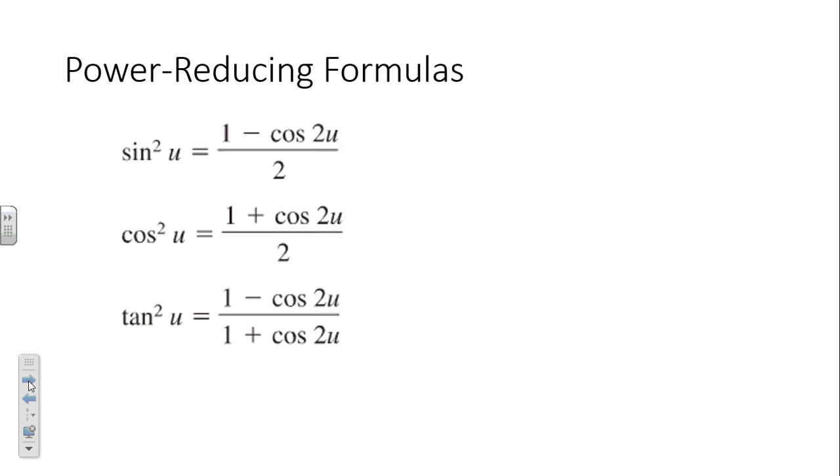And tangent squared of u is the same thing as sine over cosine, right? So if we took sine squared of u over cosine squared of u, this over this is going to become this. We flip, invert and multiply. The 2's are going to cancel, and we get 1 minus cosine 2u over 1 plus cosine 2u. So far, so good? All right, so let's see it in action.